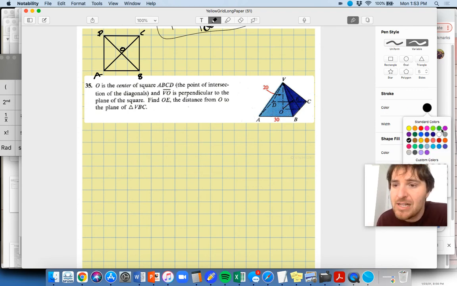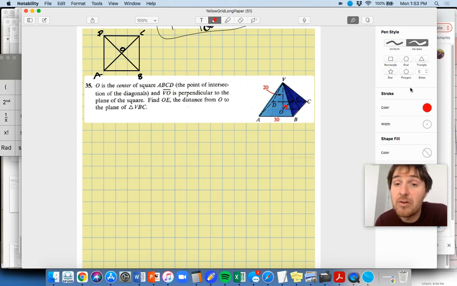Okay, VO, so yeah, we got something shooting down here. This is perpendicular. So that's going to involve a right triangle. So know what you're thinking, Pythagorean theorem. Going to do it at some point. So we know that that's right. We also know that VO, well, here, this is a little bit hard to see, but maybe you'll have trouble seeing this in the book, especially if you don't have a physical book and you're just looking at it online. It says here, VO is the perpendicular to the plane of the square. OE, find OE, the distance from O to the plane VBC.